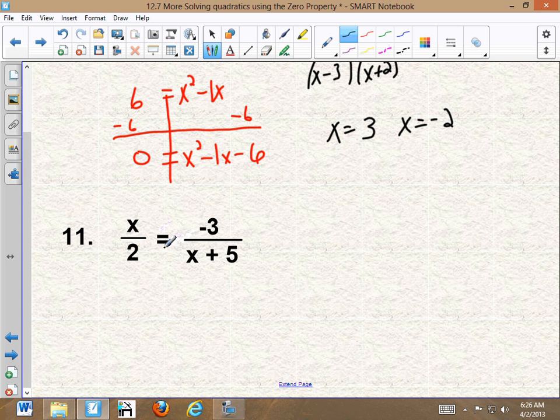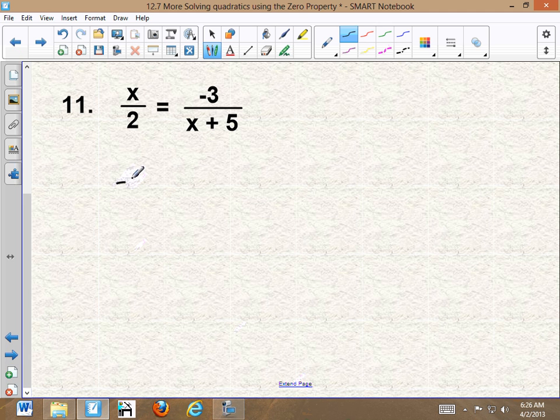Same thing here. You're going to cross multiply. I'm going to set it up differently this time so you can see how we normally have them look. So now I'm going to put x times x, x times x, put your equal sign in the middle, x squared. X times 5 is plus 5x. Then you have 2 times negative 3, which is negative 6. Okay.